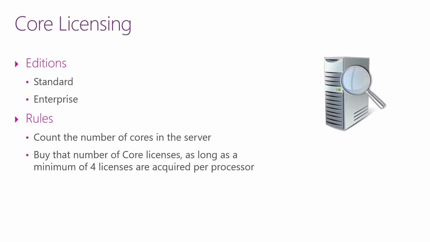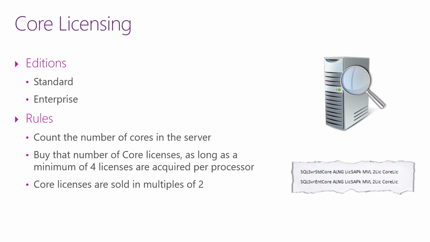Now, there is an additional part of the story when it comes to buying SQL core licenses, as they're actually sold in multiples of 2. So there's a 2-stage process here. Count the number of core licenses you need, and then work out what you need to buy by dividing the total by 2.